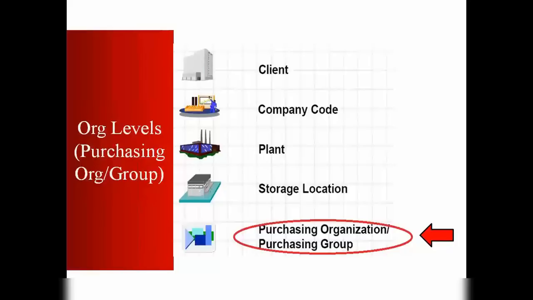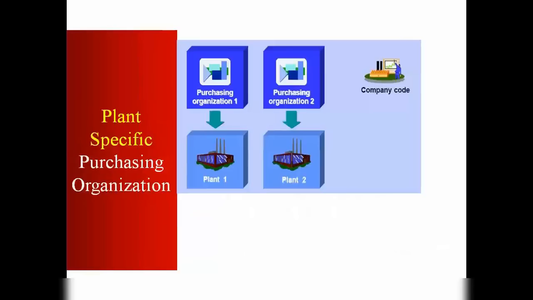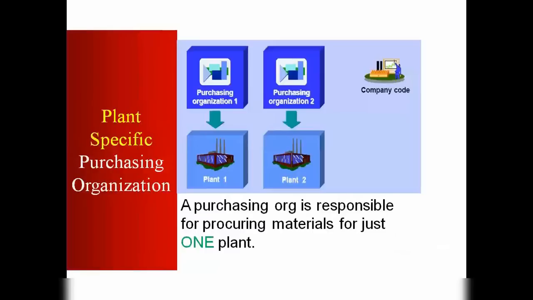This one is plant specific purchasing organization. Now what is plant specific? This is the example I was just giving you. A purchasing org is responsible for procuring material for just one plant, as the name says, plant specific. For plant number 1, purchase organization 1 is responsible. Plant number 2, purchase org 2 is responsible. Plant number 3, purchase org 3 is responsible. So it's a one-to-one connection. For one plant, only one specific purchasing organization is responsible.